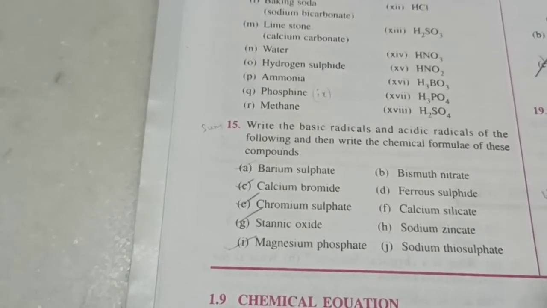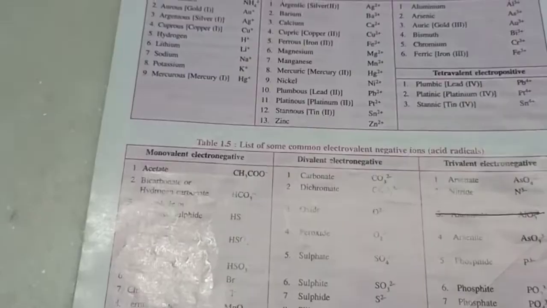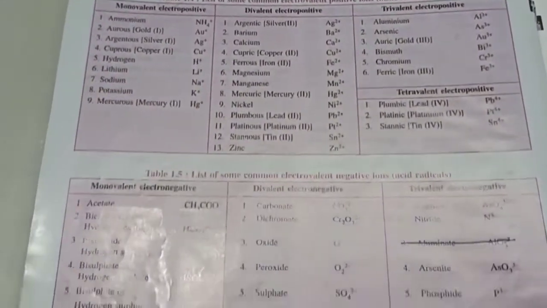Here, we have to write the acidic and basic radicals, and then we have to use the crisscross method to write the chemical formulae. Acidic radicals are the anions, and basic radicals are the cations. So we need to remember the valency table thoroughly. This is the valency table to be learnt thoroughly.